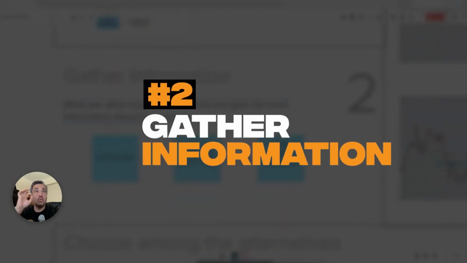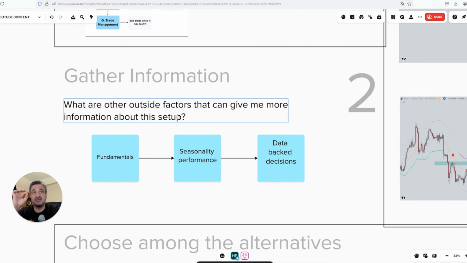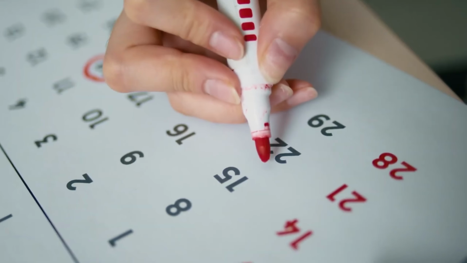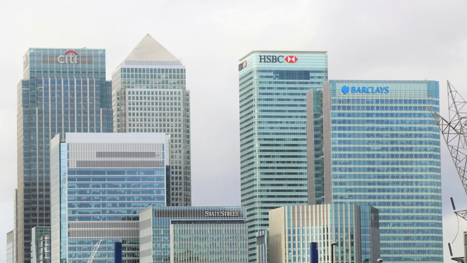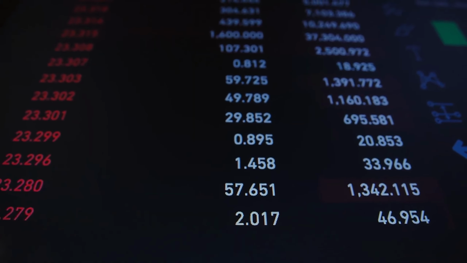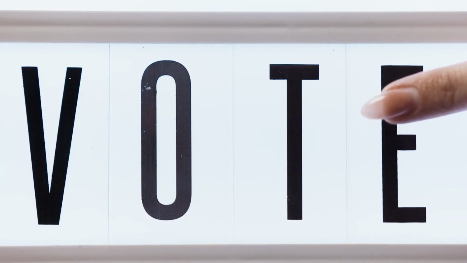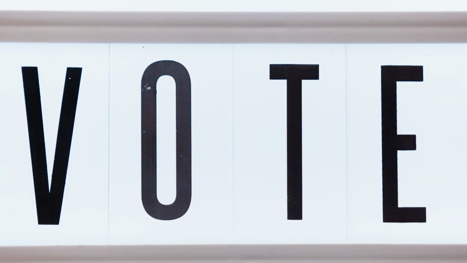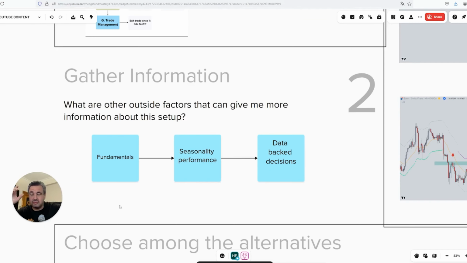Let's go to number two, gather information. What are other outside factors that can give me more information about this setup? We could look at fundamentals. Is there anything on the calendar, right? Is there a central bank meeting? Is there retail sales? Whatever, the things that really matter. Is there a speech? Is there an election? Obviously this is very, very obvious stuff, but you also have to look into the smaller fundamental factors that play a role. So don't forget about those.